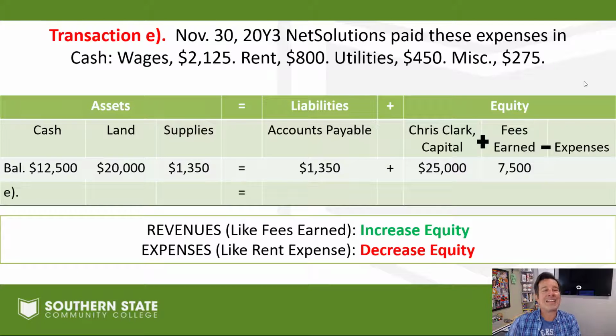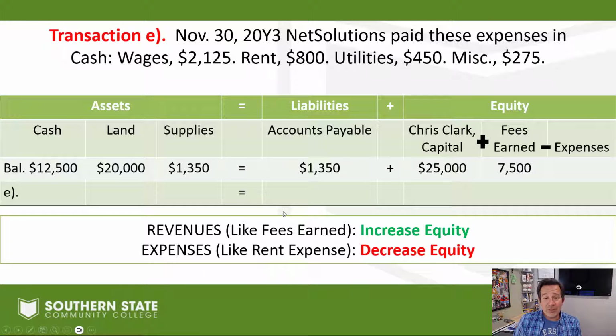How about transaction E? End of the month, November 30th, Net Solution pays expenses in cash. We paid wages to our employees. We paid for rent. We paid our utility bills, and we paid miscellaneous expenses of $275. You can see the amounts right there. Wages $2,125, rent $800, utilities $450, and then miscellaneous expenses.